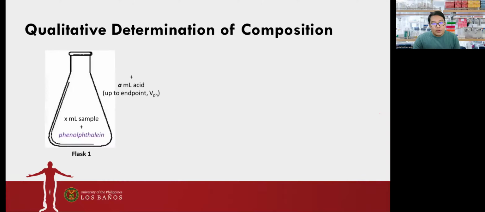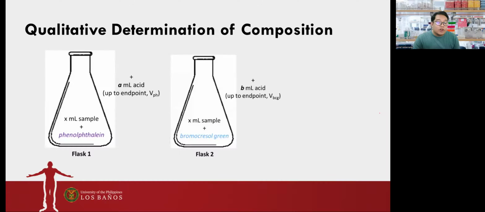So ngayon, we can make use of the information added, yung volume of the titrant added dun sa ating composition of the carbonate mixture. So dito gagamit tayo ng double flask method wherein flask 1 will make use of phenolphthalein as the indicator, and then flask 2 will make use of bromcresol green as the indicator. Then we will add a certain amount of acid until you reach the end point of phenolphthalein, which is yung faint pink. And that will be recorded as our VPH, or the volume where you reach the phenolphthalein endpoint.